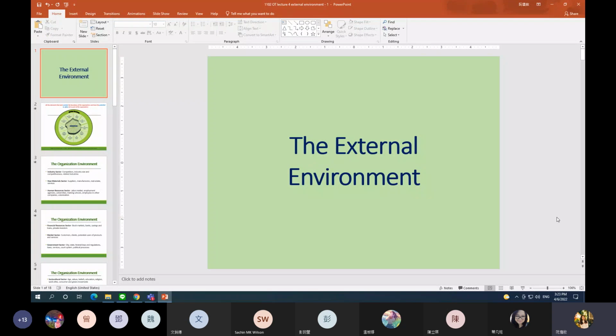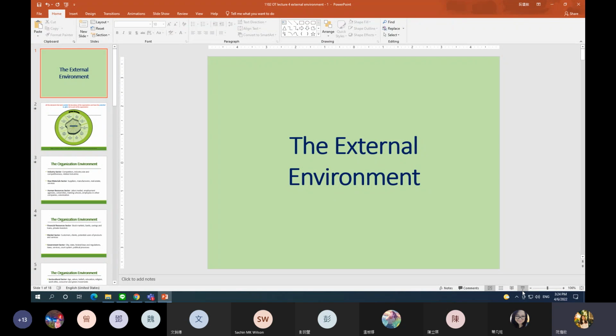Okay, guys, let's come back for the next chapter. We talk about the external environment, and actually it's about how organizations analyze their external environment, how they categorize different kinds of environments, and what they should do to cope with the uncertainties or the requirements from the environment. So those are the three things that we are going to cover in this chapter. However, of course, today I think we will not cover all of them, maybe just the first part.